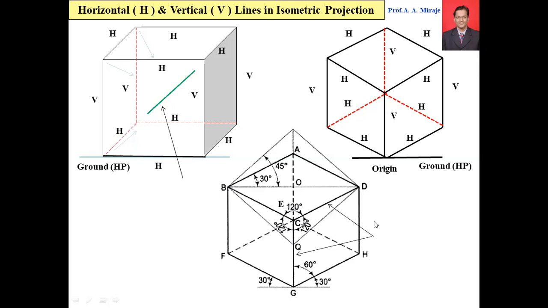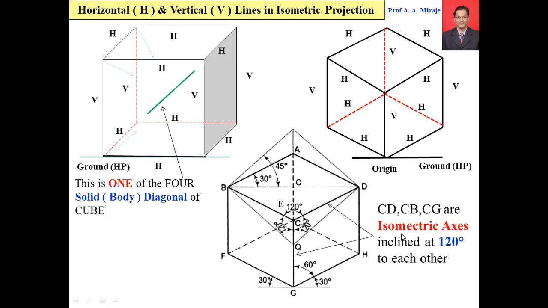Now these three lines are known as the isometric axes. Which three lines? Two lines are shown here. CD is one line, which is here. CG is another line, that is here. And the third line, the arrow I have not shown, is BC. So CD, CG, and CB. These three are known as the isometric axes, and they are inclined at an angle of 120. So that's why the name is iso here. Now there are two important rules.